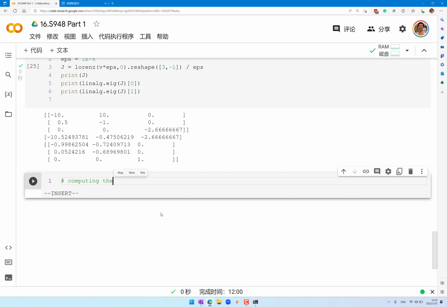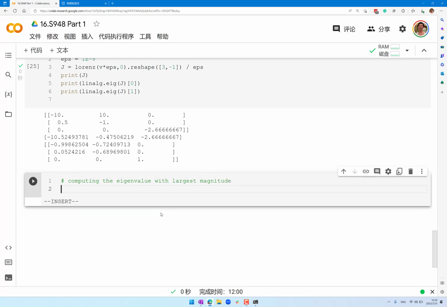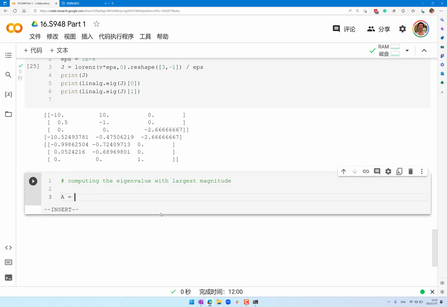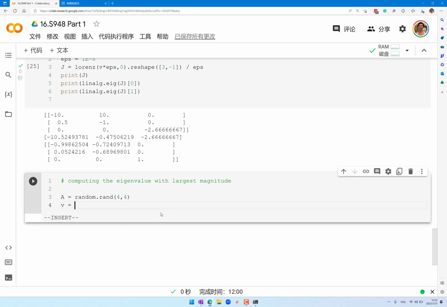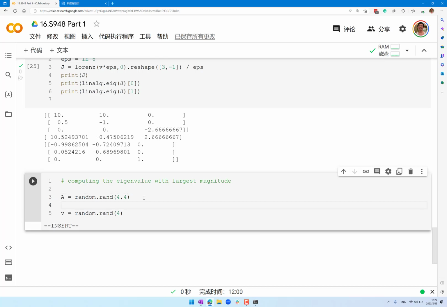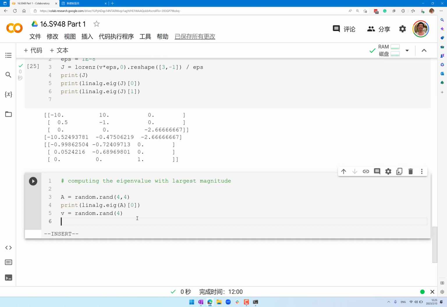So computing the eigenvalue with largest magnitude. Let's actually make another np.random.rand, in this case a 4x4 matrix, and we are also going to make a v that's also random.rand of length 4. So let's first compute the eigenvalues. Here the matrix is still small enough that we can compute these eigenvalues. Then let's perform an algorithm.